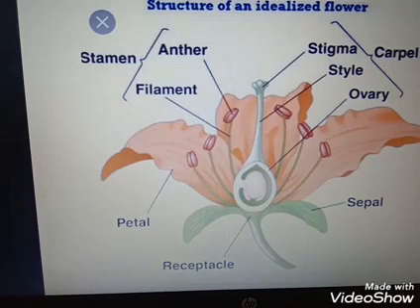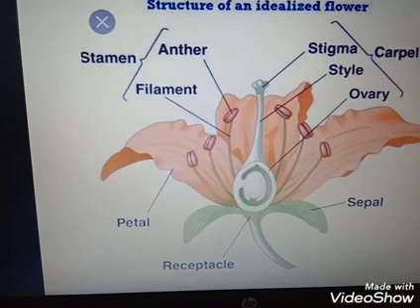Then inside the anther, it contains pollen sacs. Pollen mother cells are formed inside the anther. The process of formation of the microspores is known as microsporogenesis. The microsporangium is covered by 4 layers: epidermis, endothelium, middle layer, and tapetum.